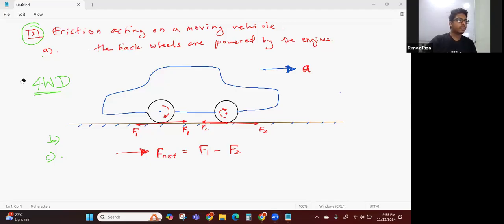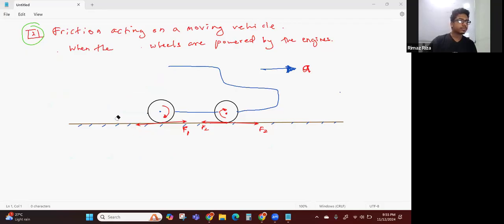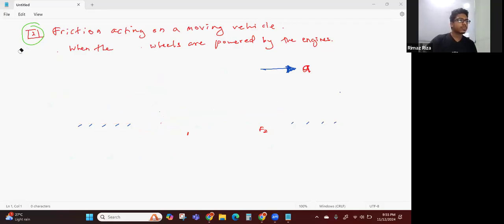So you have to do this part B, when the front wheels are powered by the engine. Now these types of vehicles are not there in the real world, but you can draw the friction. I just want to see whether you have understood this part. I'll give you 4 minutes. Draw the vehicle and then mark all the forces.